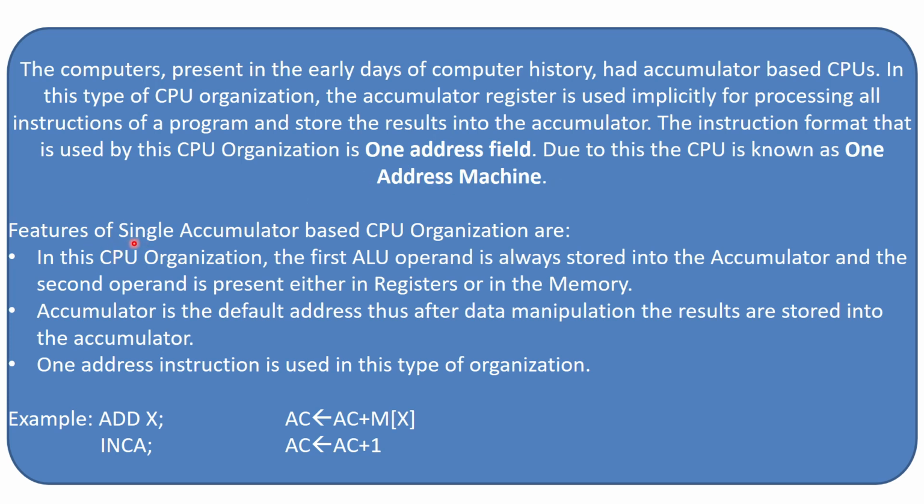Following are the features of single accumulator based CPU organization. In this CPU organization, the first ALU operand is always stored in the accumulator and the second operand is present either in a register or in memory. The accumulator is the default address, so after data manipulation, the results are stored in the accumulator. One address instructions are used in this type of organization. ADD X means we are adding to the accumulator the value at memory X. INC A means we are incrementing the accumulator.